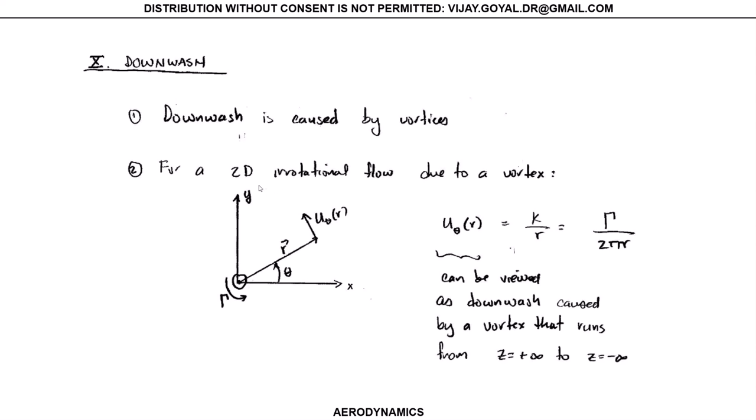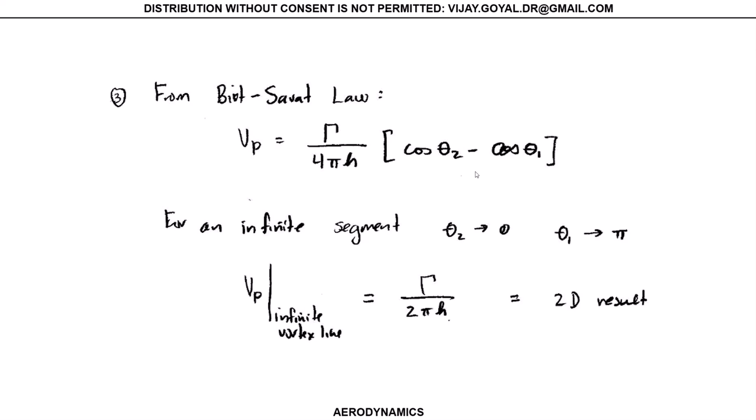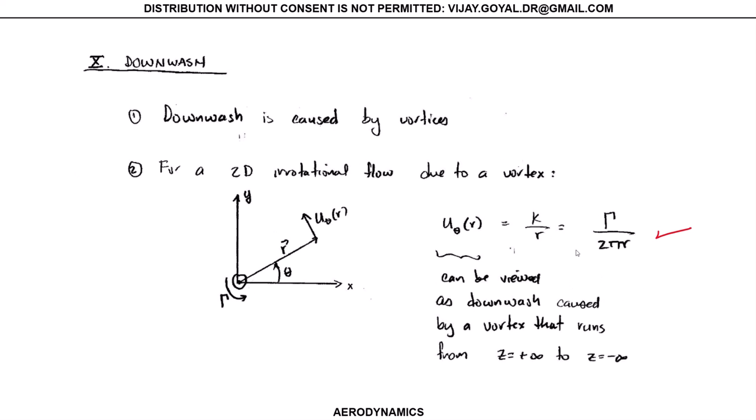So the downwash velocity is caused by vortices, as we spoke. For the rotational flow due to a vortex, we know that this equation is true. We derived this many lectures back. This is for the pure vortex. The Biot-Savart law actually gives you this, and also another, and we only worked with a couple of examples, so we kind of know how to work with this. Now if you have an infinite segment, then you have this. This gives you exactly the same result that you got here.